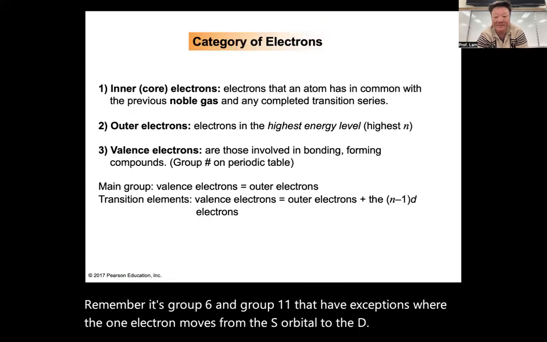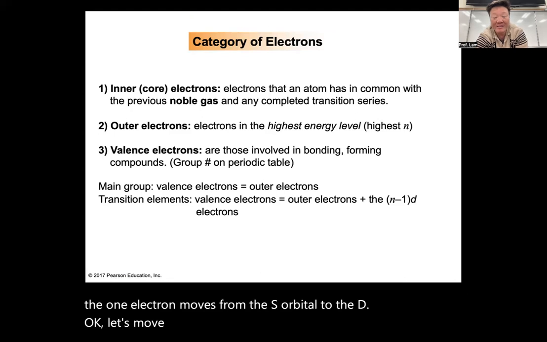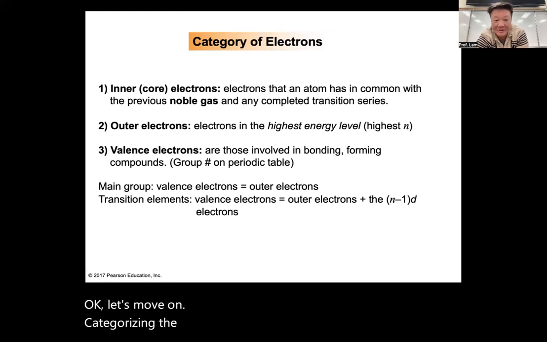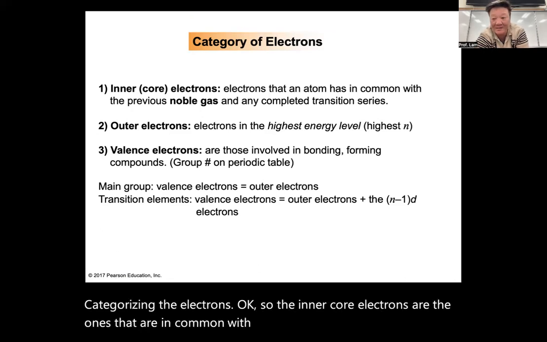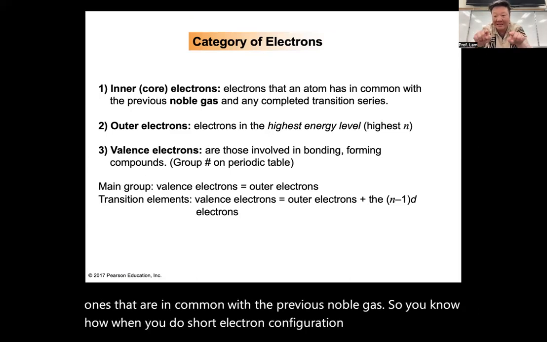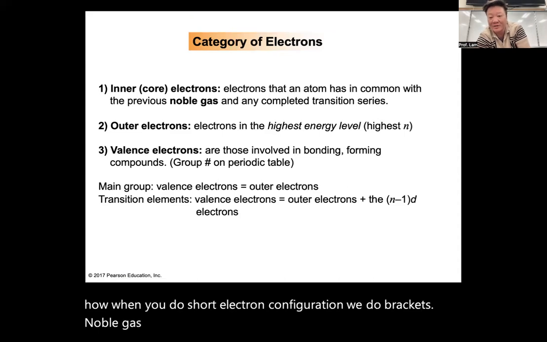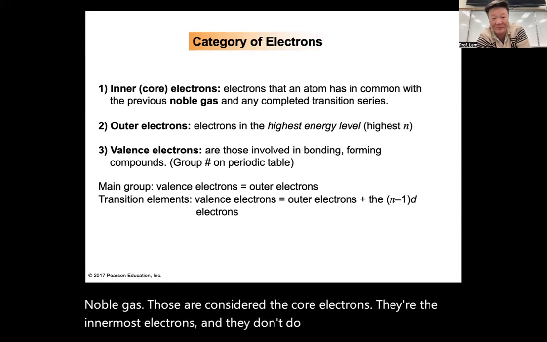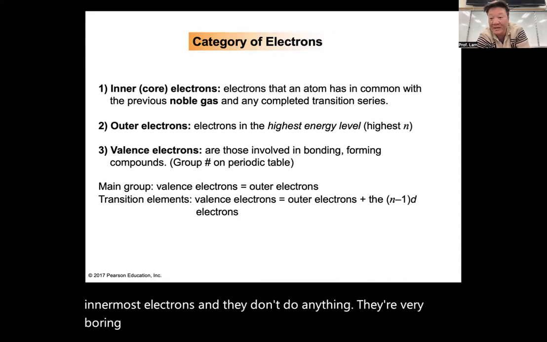Okay, let's move on. Categorizing the electrons. The inner core electrons are the ones that are in common with the previous noble gas. So you know how when you do short electron configuration, we do brackets, noble gas. Those are considered the core electrons. They're the innermost electrons, and they don't do anything. They're very boring. They do not participate in bonding, right? They're just kind of there.